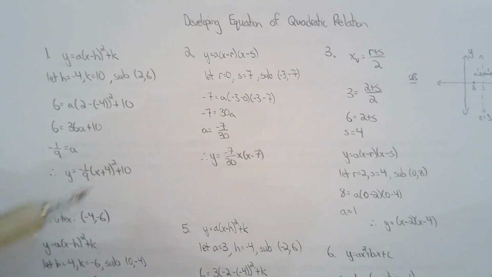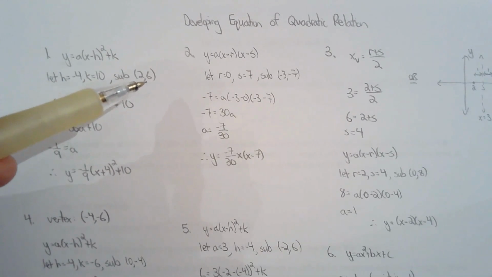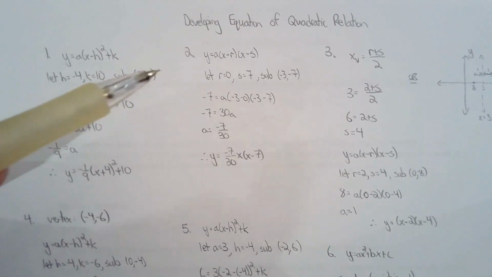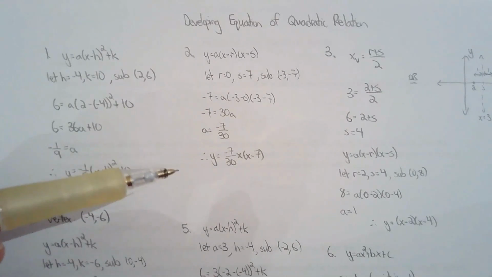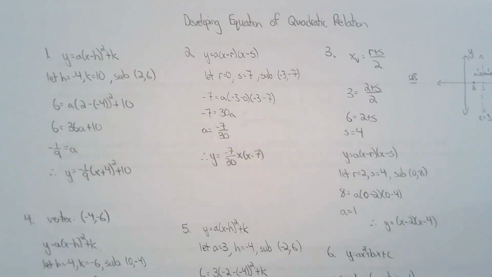In the second question, they give us the x-intercepts and a point, so with the x-intercepts, I know the zeros, and with the zeros, I can build the factors. And then solve for the factors and sub in the point, then I can build the equation in factor form.